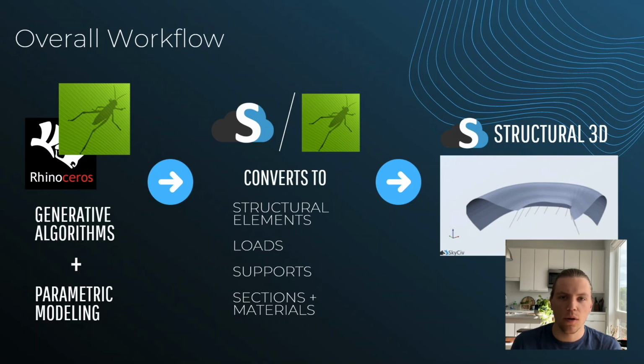As I mentioned before, its job is to transform the geometry that you've created in Grasshopper into something that you can use and analyze as a SkyCiv Structural 3D model. And it does that because, in the plugin, you can define things like structural elements, so beams and plates, loads, supports, and then sections and materials. So basically everything you need to actually run a model, you can define using the plugin. Let's take a look at the plugin in action.